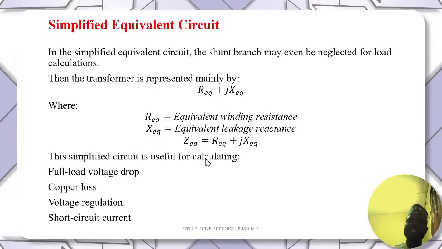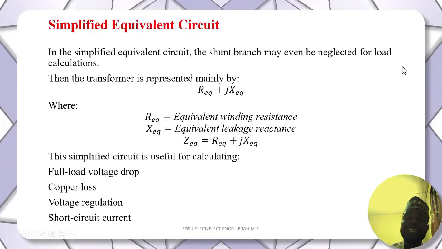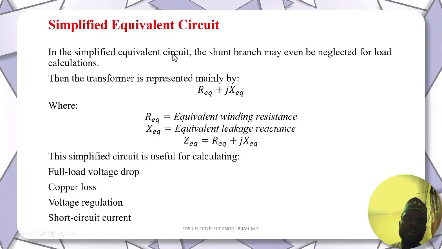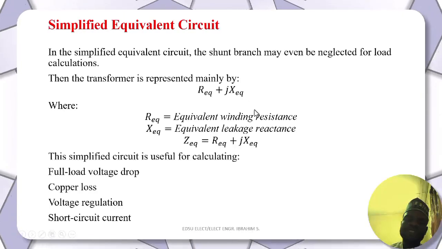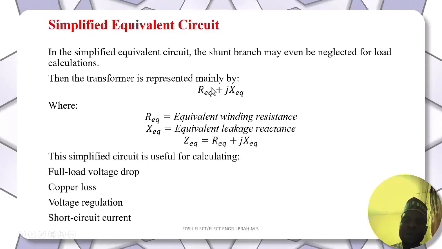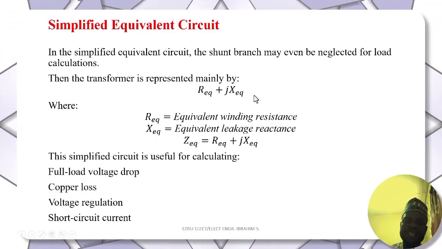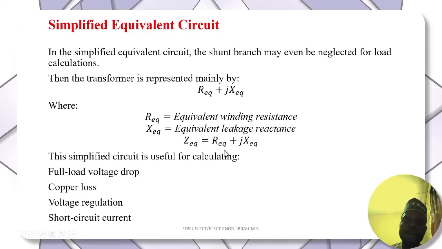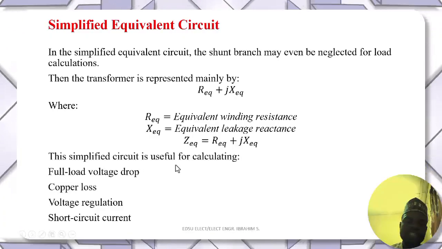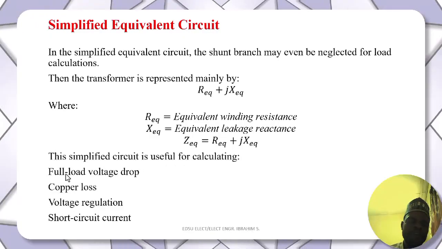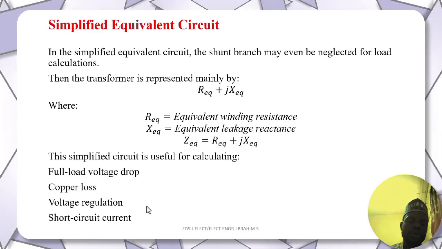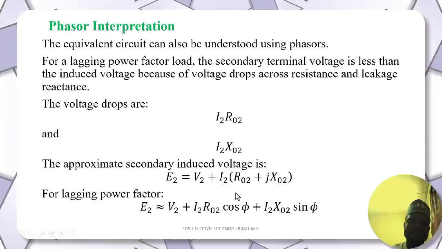So in the simplified equivalent circuit, the shunt branch may even be neglected for load calculation. Yes, see, in most of our calculations, when you are talking about equivalent circuit, the shunt branch of the transformer is not mainly shown. You hardly see it. So the transformer is represented mainly by R equivalent plus jX equivalent. And our Z equivalent is our R equivalent plus jX equivalent, which is this. This simplified circuit is used for calculating our full load voltage drop, our core loss, our voltage regulation, and also open and short circuit current.